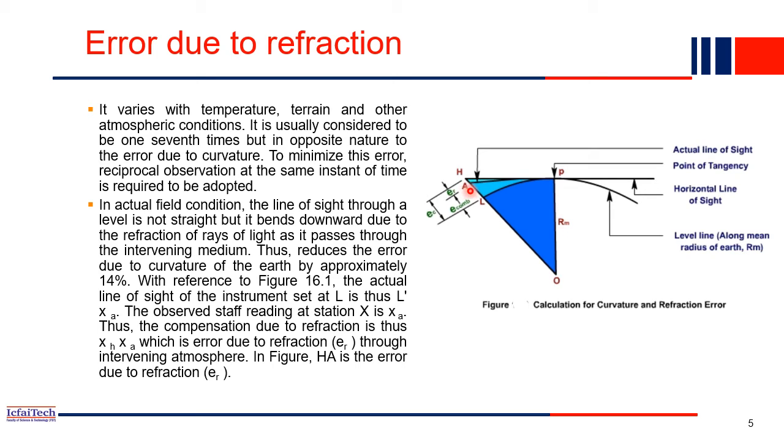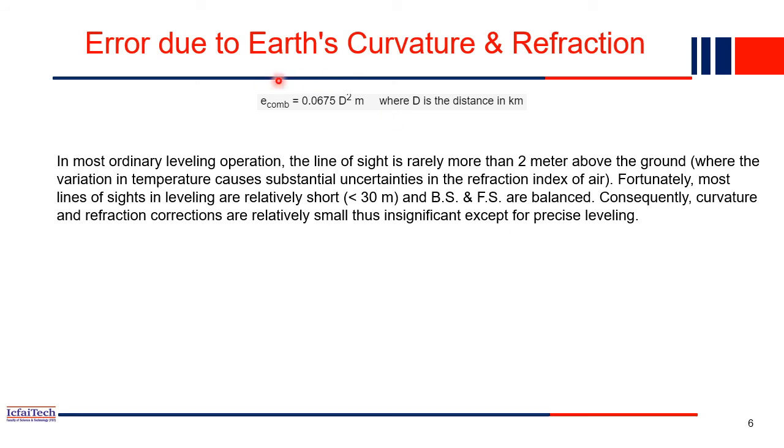Now the staff reading is basically reduced, isn't it? So this is refraction error ER. That's how error due to refraction is occurring. Now if you combine both error due to refraction and error due to curvature, this will be the final expression you can consider. So ECOM, the combination of both the errors, is basically 0.675 d square in meters. So d is basically the horizontal distance between those 2 points. We can use this expression for calculating the error.